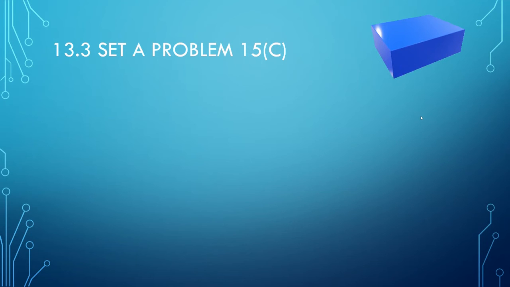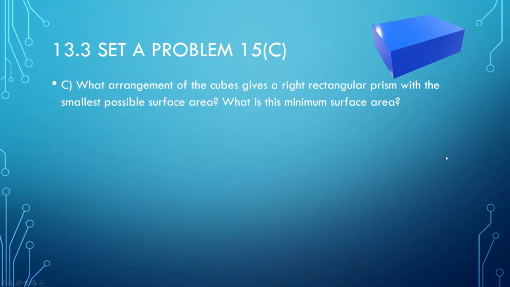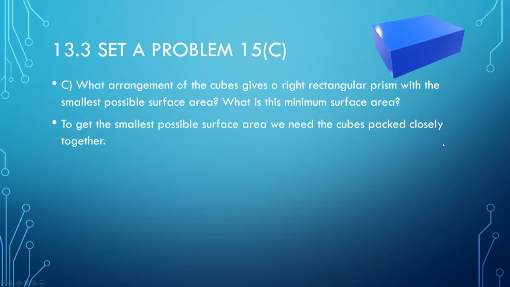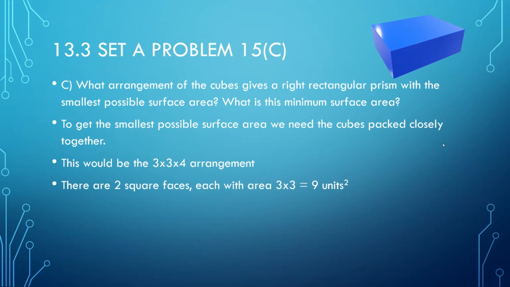Okay, then part C of this problem says what arrangements of the cubes gives a right rectangular prism with the smallest possible surface area? What is this minimum surface area? To get the smallest possible surface area, we want the cubes packed as closely together as possible. And as best we can do, given 36 blocks, would be the 3 by 3 by 4 arrangement.